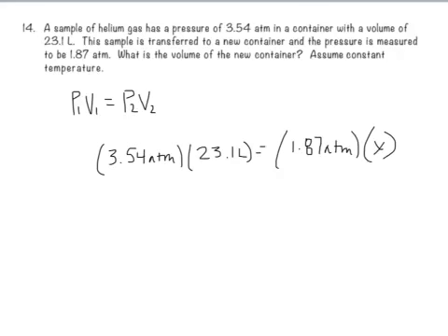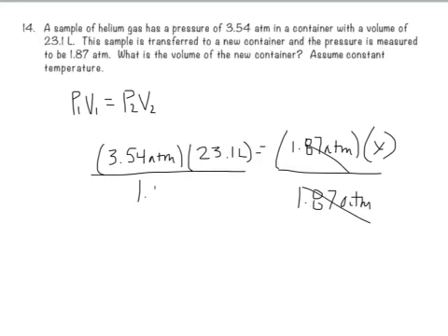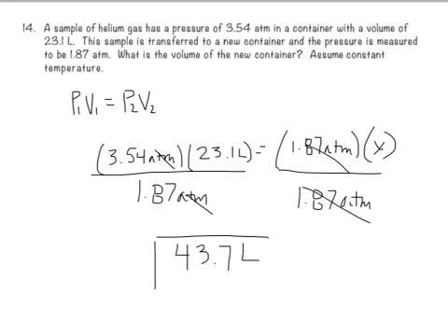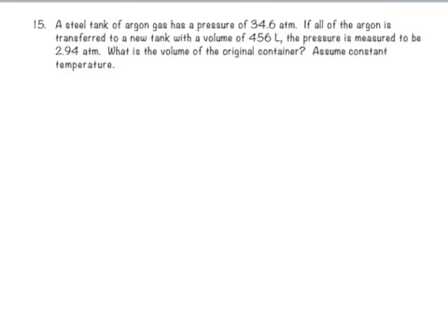And so this is just an algebra equation. Basically, if I divide both sides by 1.87 atmospheres, the atmospheres will cancel. I multiply and divide, and I end up with 43.7 liters. Look at your answer. Does it make sense? Pressure decreased, volume goes up. Yep, makes logical sense. Number of sig figs has been conserved.